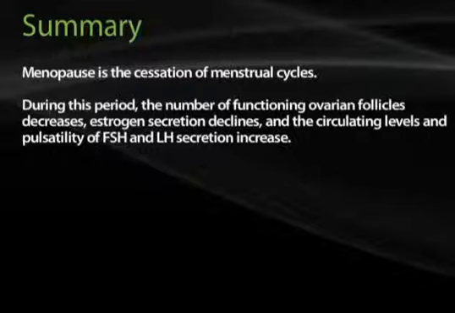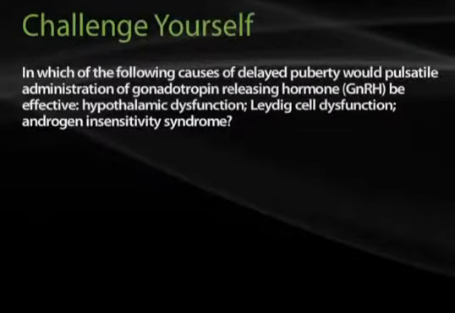Now it is time to test your understanding of the material through a series of questions. First question. In which of the following causes of delayed puberty would pulsatile administration of gonadotropin-releasing hormone be effective? Hypothalamic dysfunction, Leydig cell dysfunction, androgen insensitivity syndrome.